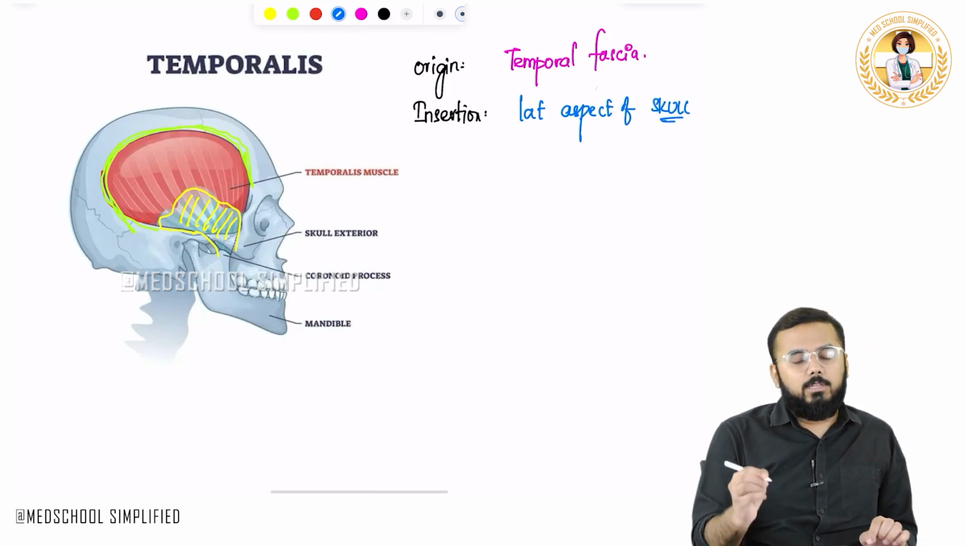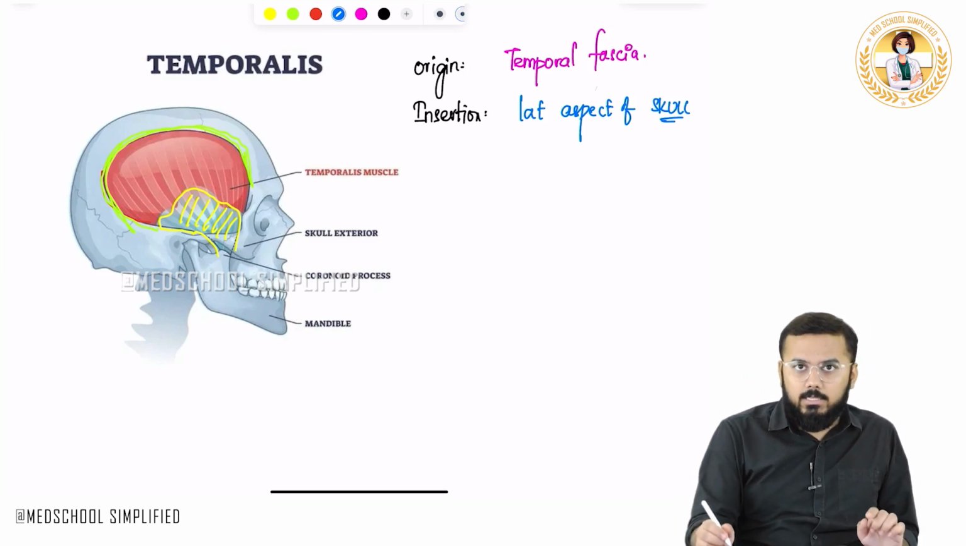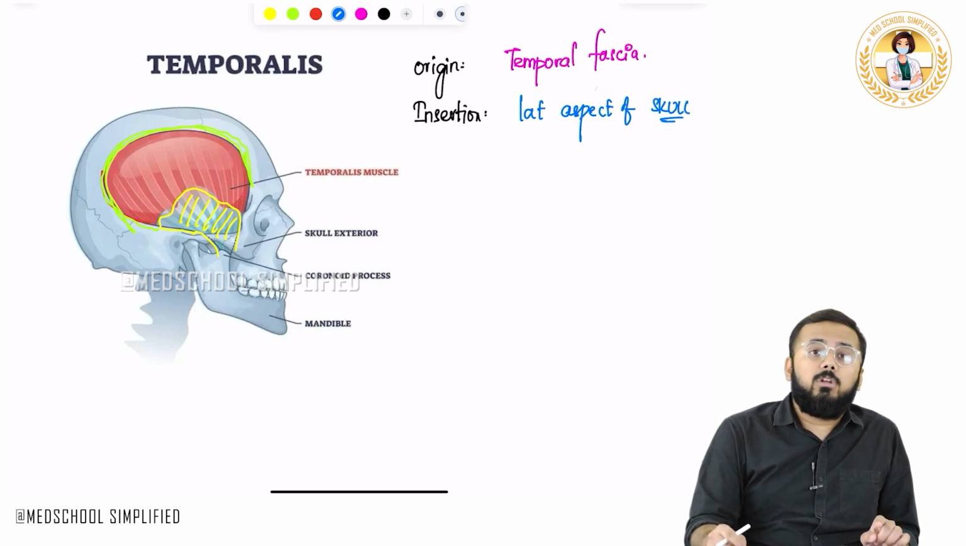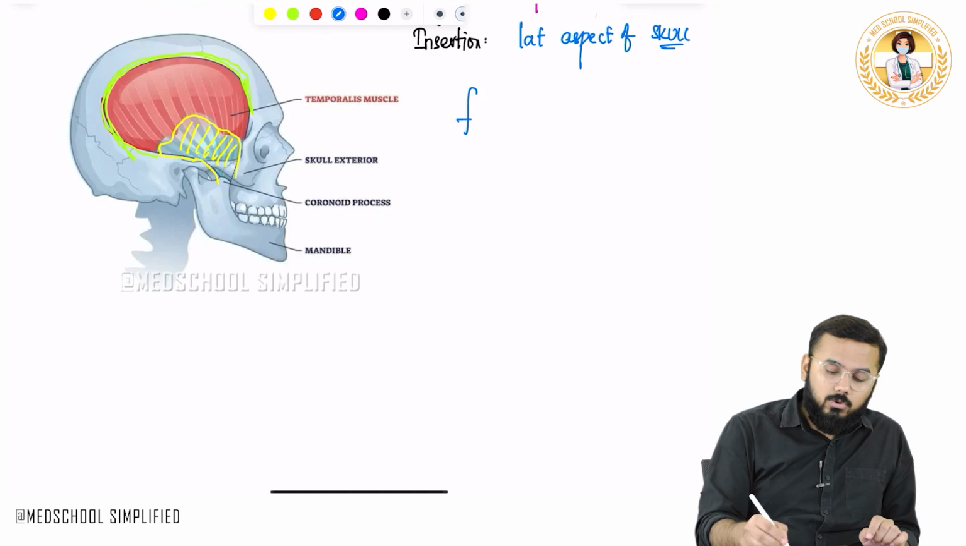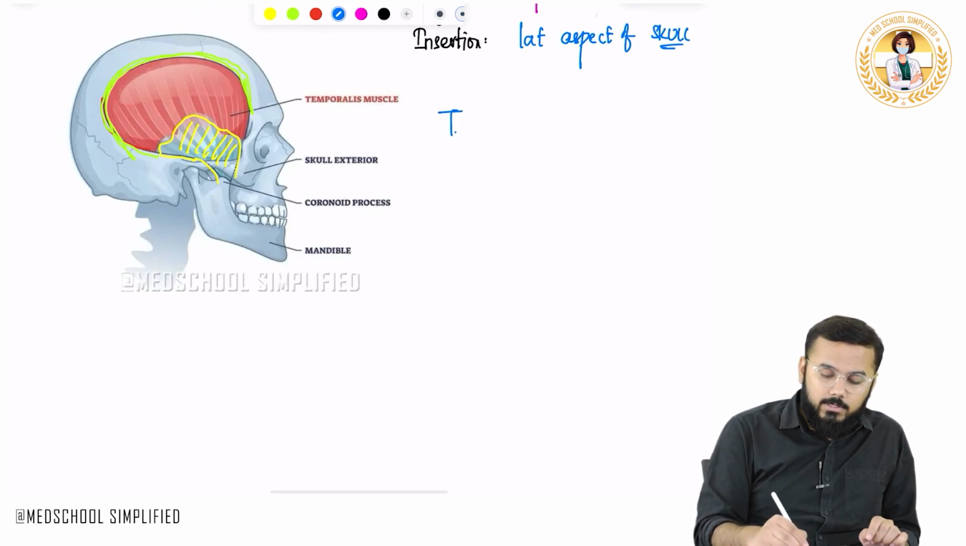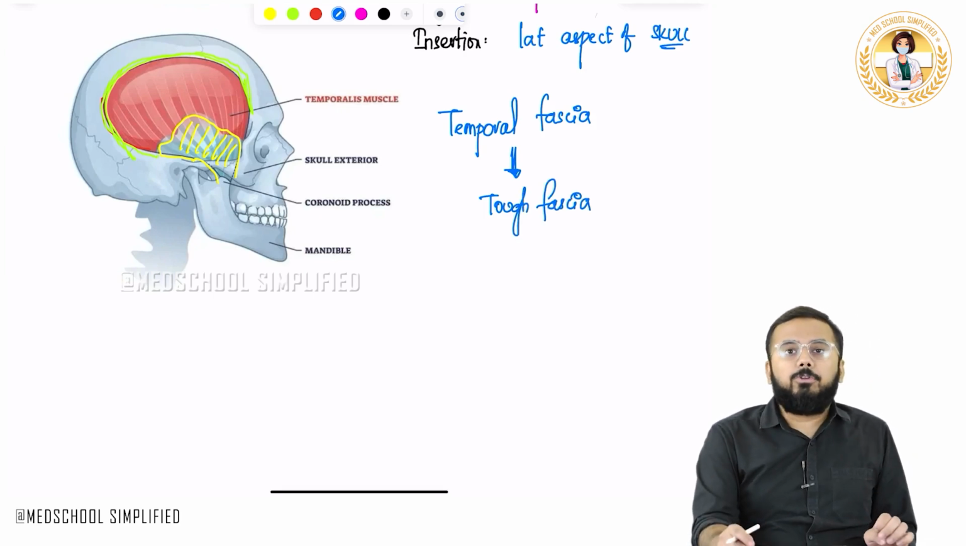Now one very important thing you need to know is that this particular fascia, this temporal fascia, is a tough fascia, very tough fascia. So you need to know that this particular temporal fascia is a tough fascia. So when I call it a tough fascia, what you need to understand here is this.